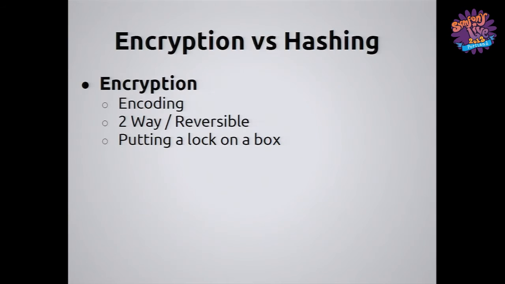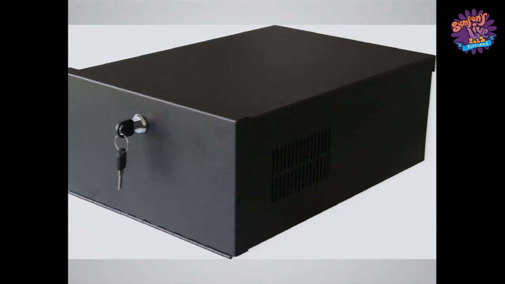Cool. So the next common misconception that I want to talk about before we get into the next part is encryption versus hashing. Two seemingly simple concepts that are very commonly mixed up. So encryption is an encoding. It's two-way and it's reversible. It's like taking a file, putting it in a box, and locking it with a key. Some point down the road in the future, I can go in with that key and I can unlock the box and get the original document.